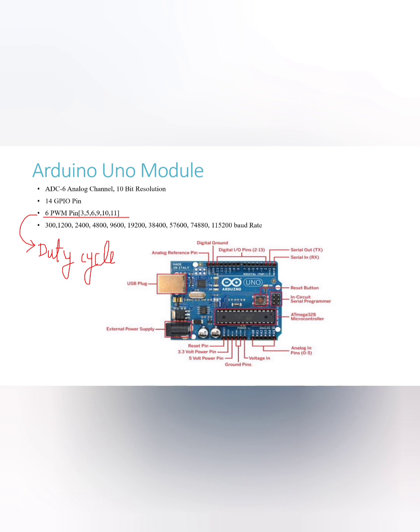Pulse width modulation is a technique by which the width of the pulse is varied while keeping the frequency of the wave constant. It is a method for generating an analog signal using a digital source. There are 6 PWM pins in Arduino Uno which can control LED brightness.